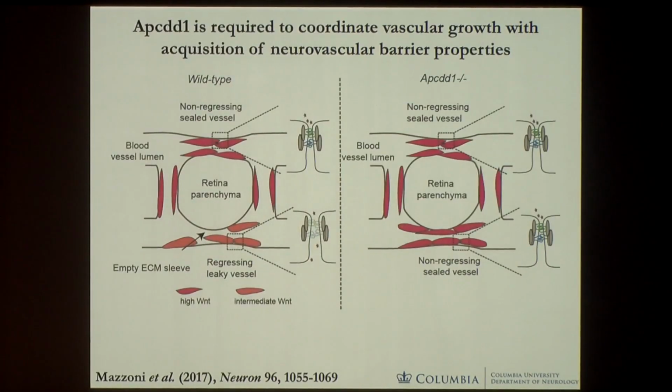And so basically, our studies then initially concluded that indeed APCD1 is critical to put a brake on the canonical Wnt signaling such that the vessels that are high in Wnt are the vessels that are stabilized, they don't prune, and they form a barrier, whereas the vessels that have lower levels of the Wnt signaling are the ones that are going to be pruned and eventually eliminated. But the question that we had is, how does this happen at the molecular level?